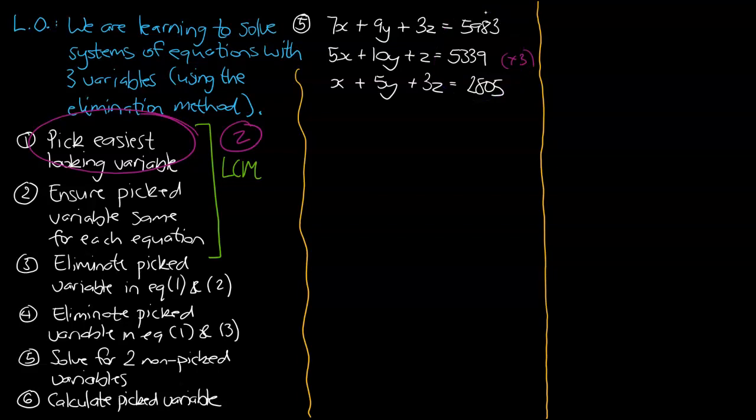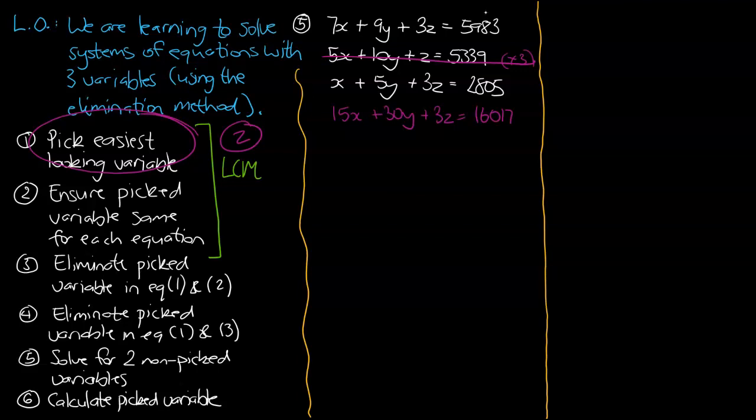So we're going to get 5x times 3, which is 15x. We're then going to have 10y times 3, so that's going to be plus 30y. We're then going to get z times 3, that's the 3z that we're looking for. And then finally, we've got the 5339 times 3, and that there is 16,017. So we've done that. We can cross that equation there because we've gone ahead and changed what we're looking for.